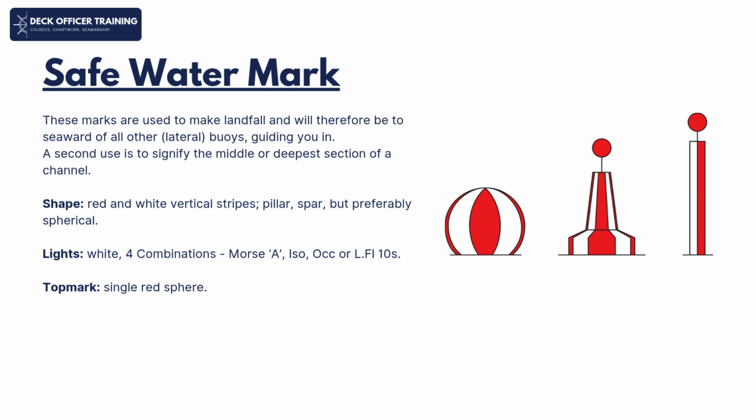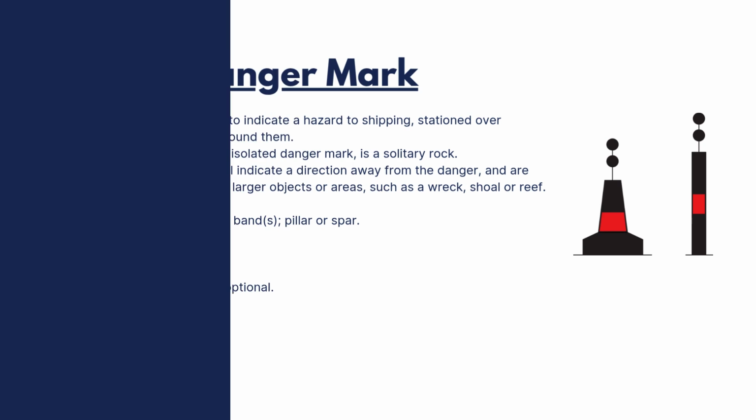Shape: red and white vertical stripes. Pillar, spar, but preferably spherical. Lights: white, 4 combinations, Morse A, isophase, occulting or long flash in 10 seconds. Top mark: single red sphere.